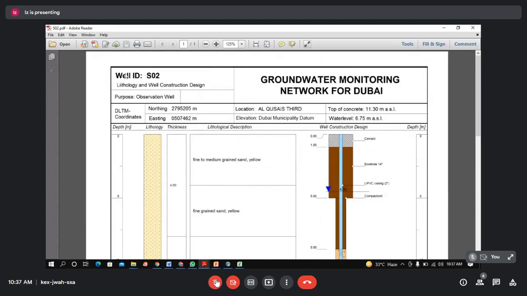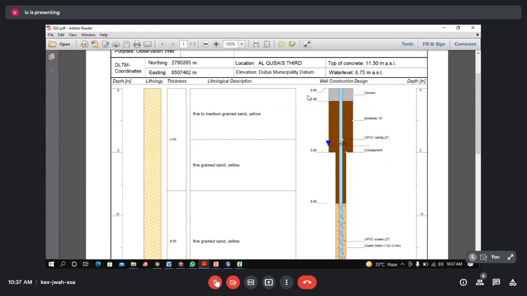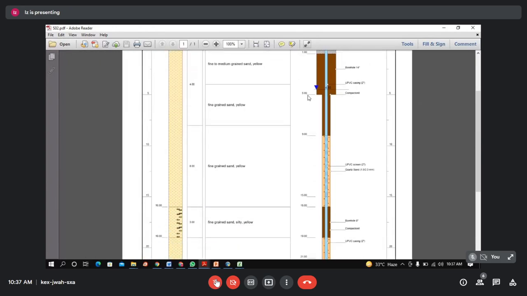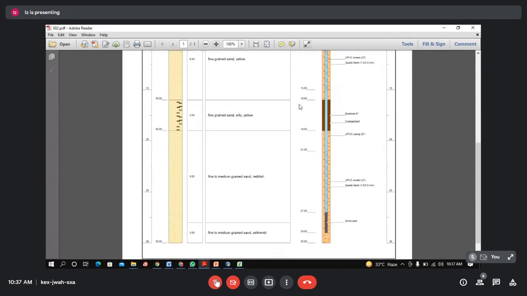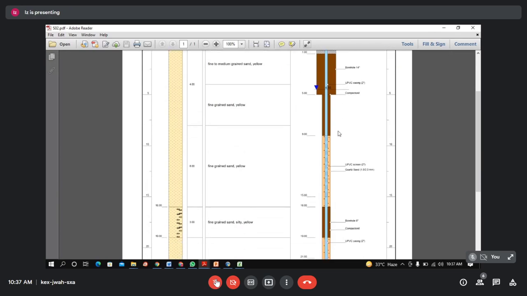Okay, the format is something like this, that you will have as much information as you can. For example, latitude, longitude, and of course the name ID, right, and the location name and the project name. All this is included, and once you are working with some contractor, they may have a small software to represent the litholog. So on the left hand side, this is the litholog, and the litholog is the representation of lithology. On the right hand side, you will see the well construction design, right?